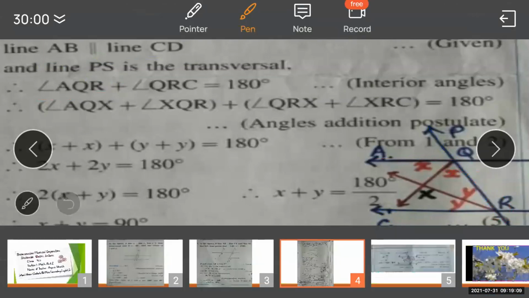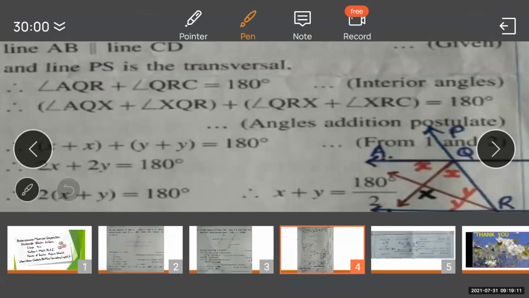Okay, so here see, this is the first X and second X. So the names of these two angles are angle AQX, see it in the diagram, AQX plus XQR. You can see here, AQX plus XQR. These are the two angles.